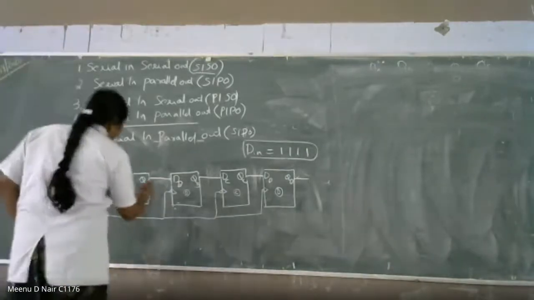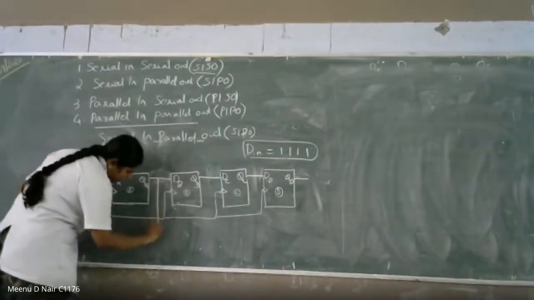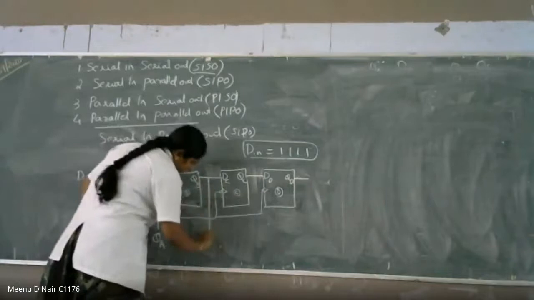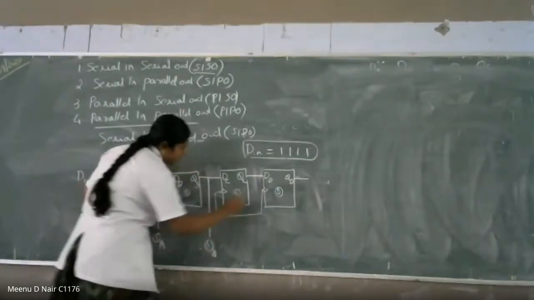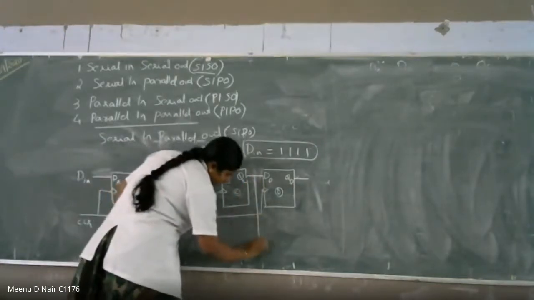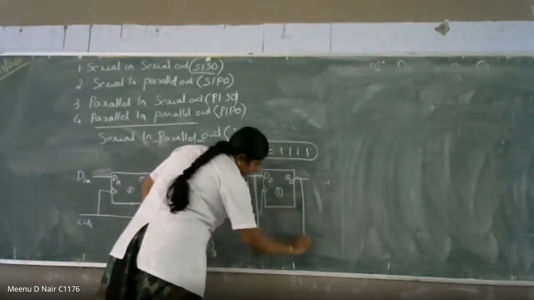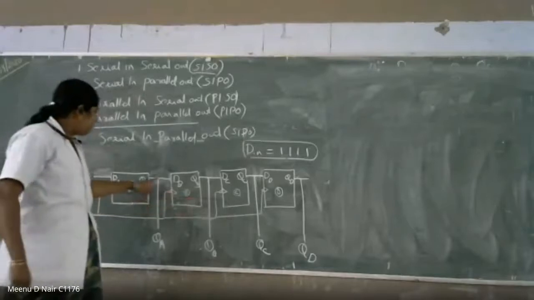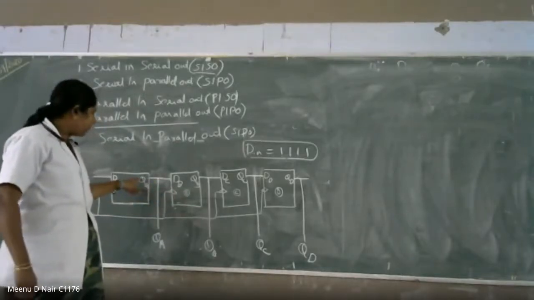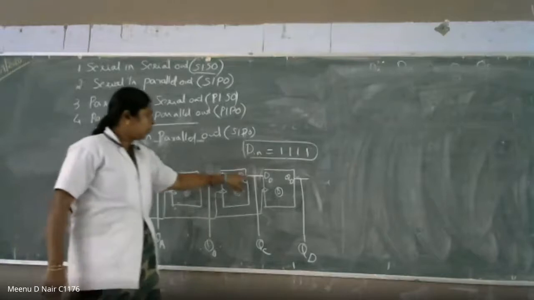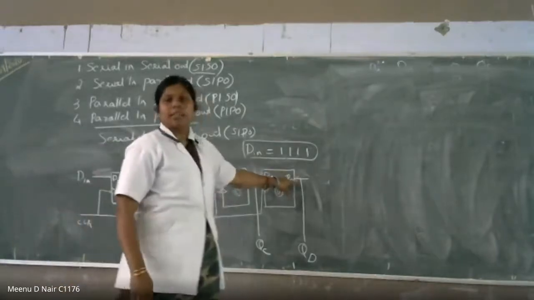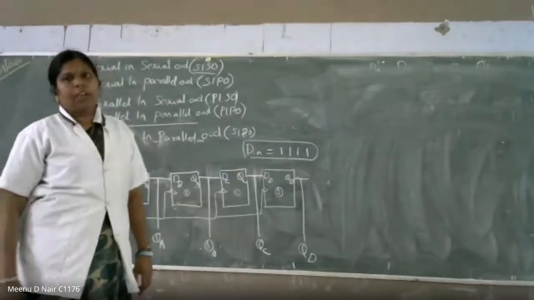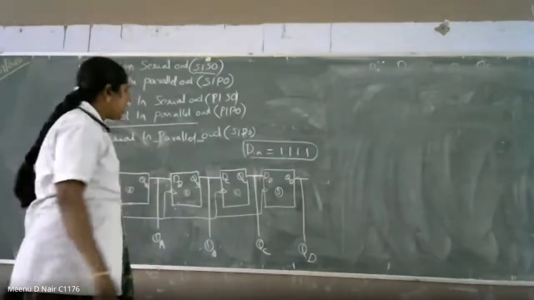So here you are giving a connection. This is your QA, this is your QB, this is your QC, and this is your QD. You can directly take the output from QA, QB, QC and QD. But you are transferring the data only in the serial format.